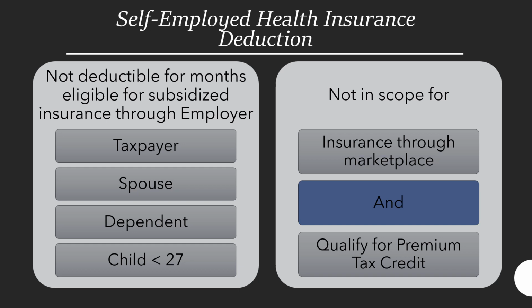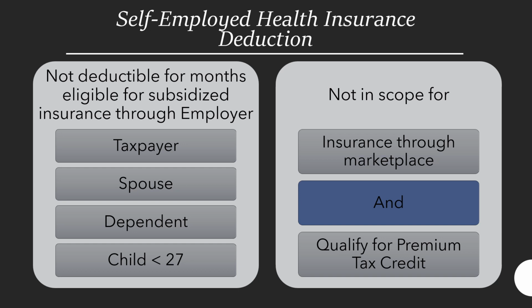So if in some months the child under 27 had another job and they could have gotten insurance through their employer, then the cost of their health insurance paid by our taxpayer would not be able to be deducted from the taxpayer's income.